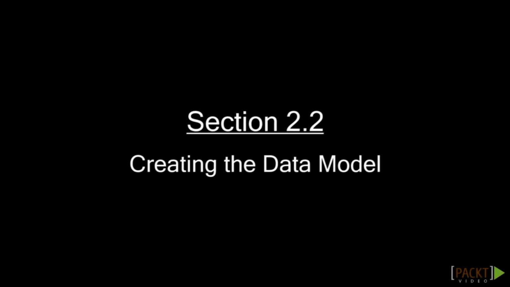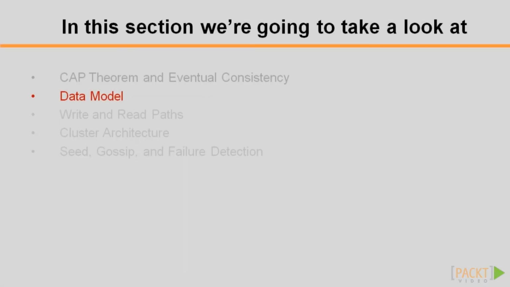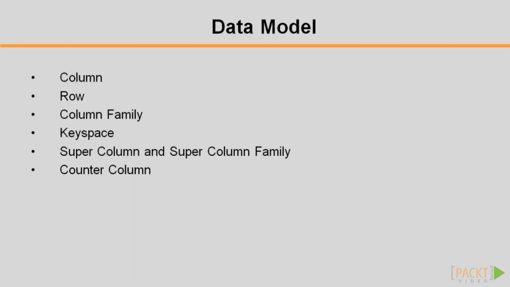In this video, I'm going to talk about Cassandra's data model and its components, including column, row, column family, keyspace, supercolumn family, and counter column. If you're familiar with the relational data model, it may be difficult for you to understand Cassandra's data model intuitively at first glance, so I'll go through its bits and pieces from the bottom up.